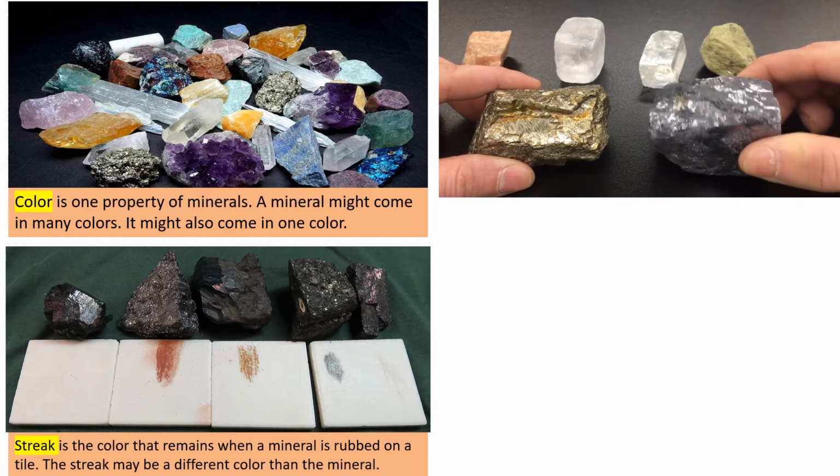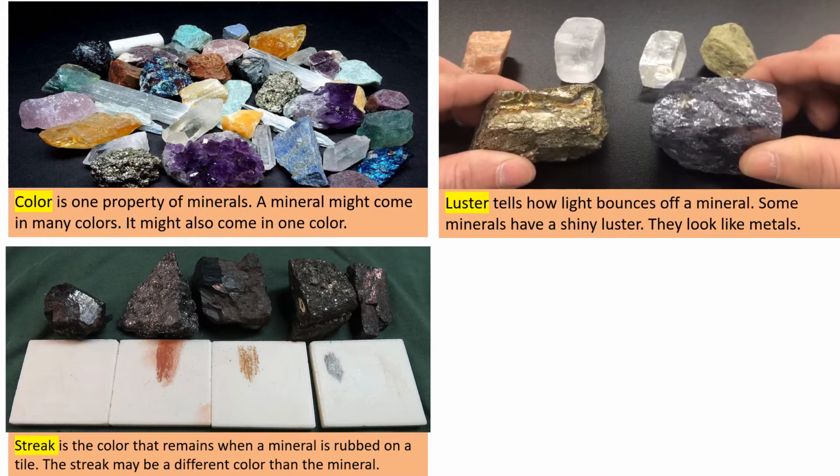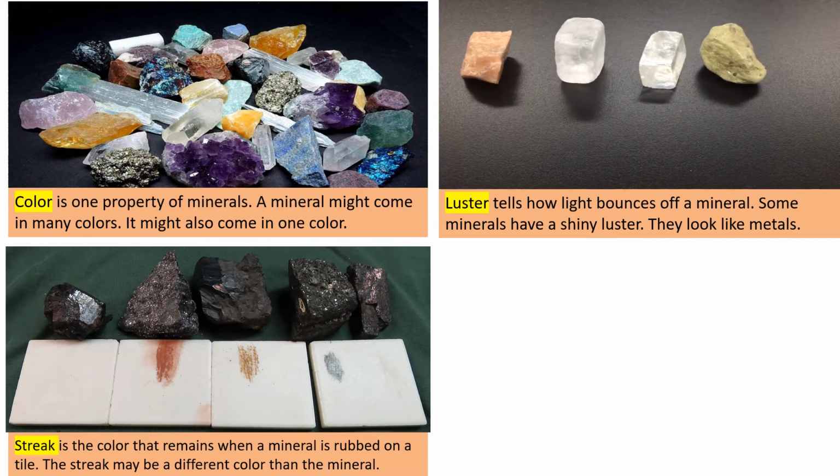Luster is another property used to identify a mineral. Luster tells how light bounces off a mineral. Some minerals have a shiny luster. They look like metals.